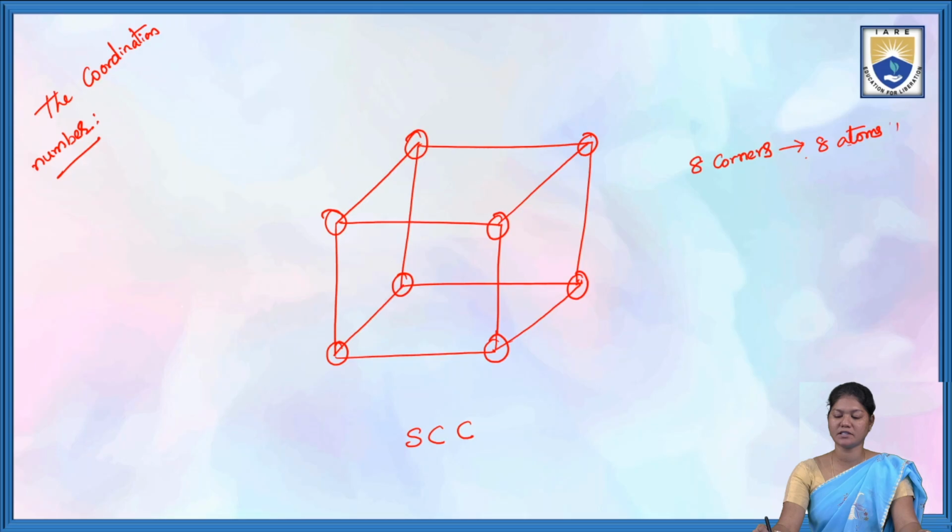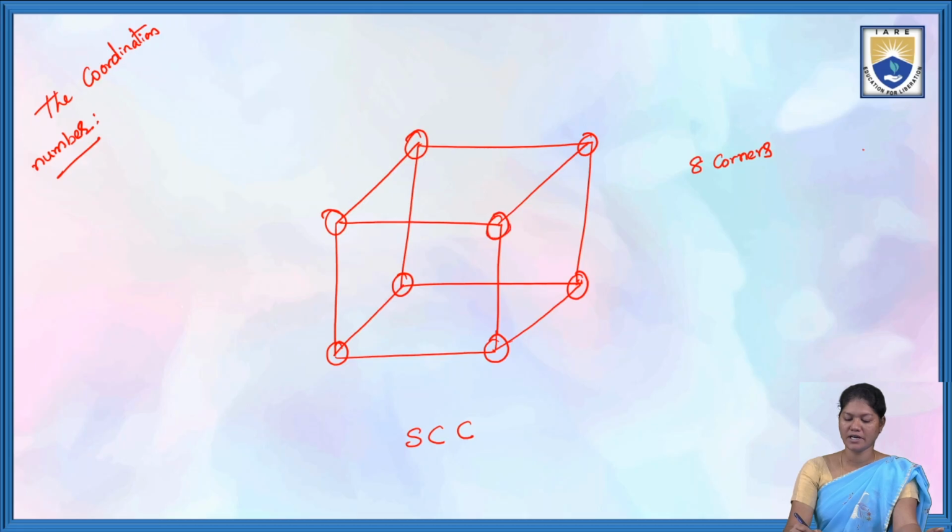These 8 atoms can be shared with other unit cells. We shall see that later. So simple cubic has 8 corners, so there are atoms at each corner of the cube edge. So I am calculating the coordination number.